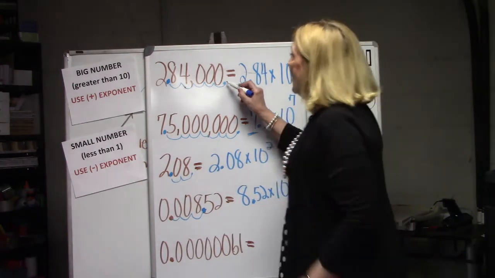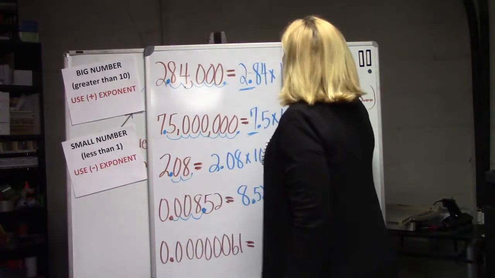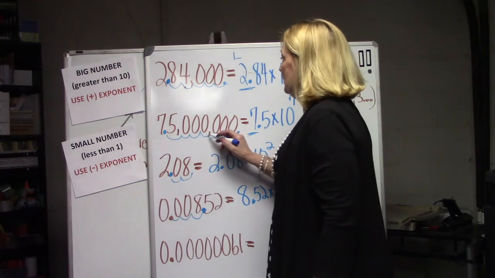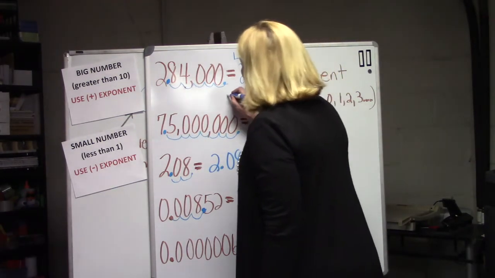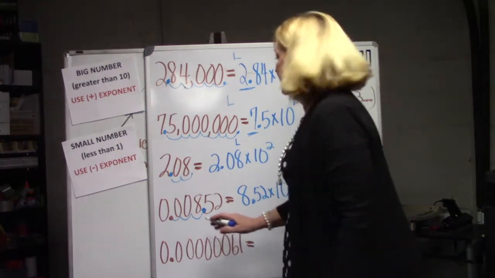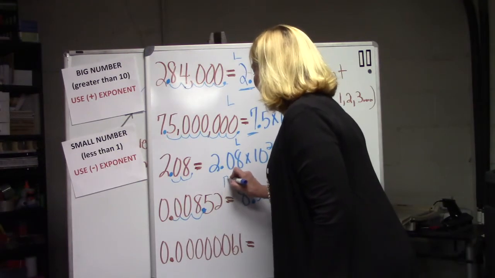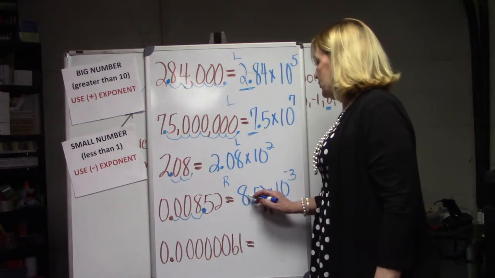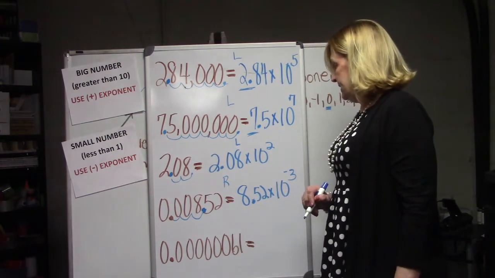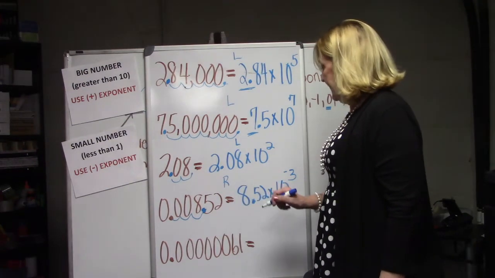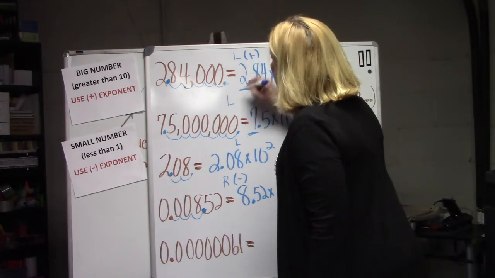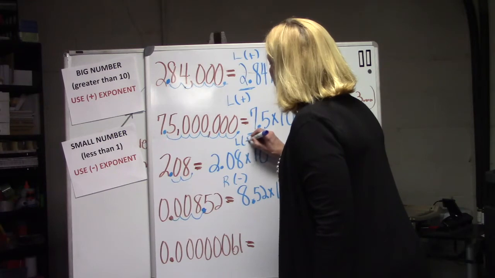If you notice on these, 1, 2, 3, 4, 5, I moved 5 to the left. I moved 1, 2, 3, 4, 5, 6, 7 to the left. I moved 1, 2 to the left. And if you notice now, I am starting to move to the right because I need to get a smaller number to start with a number between 1 and 9, which would be my 8. And as I move to the right, I am going to use negative exponents. When I was moving to the left, I was using all positive exponents.